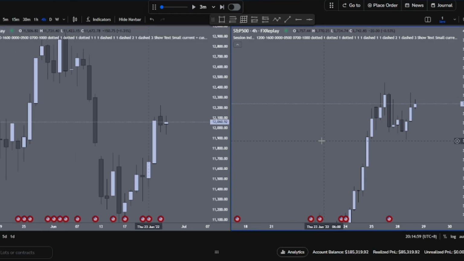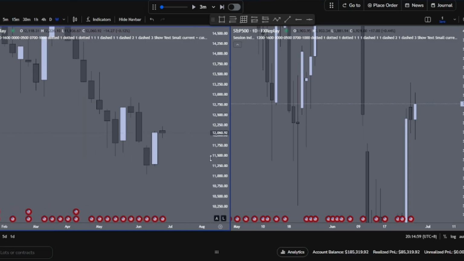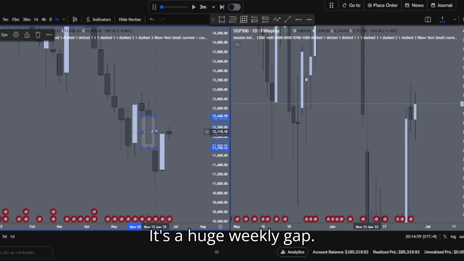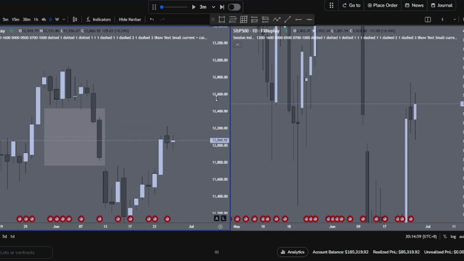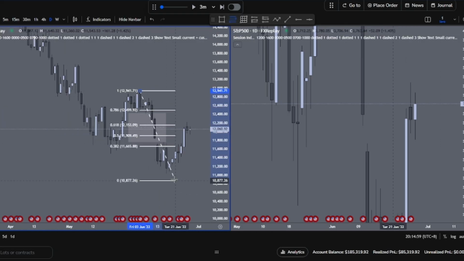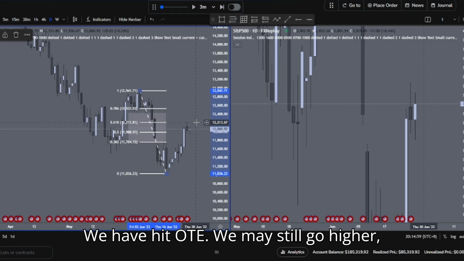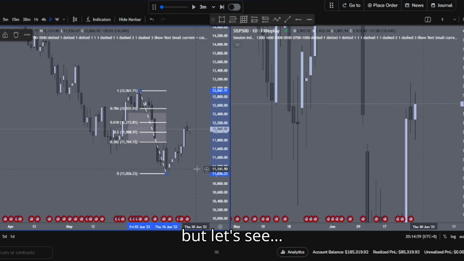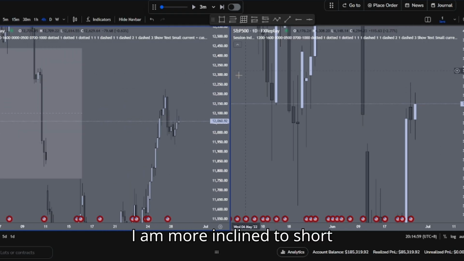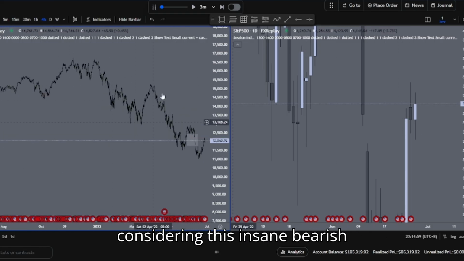Okay, we're in a weekly gap. It's a huge weekly gap, and we have hit OTE. We may still go higher, but let's see. I am more inclined to short considering this insane bearish trend, right?